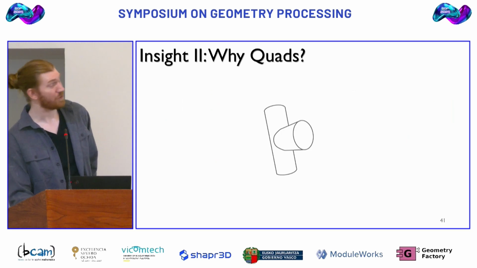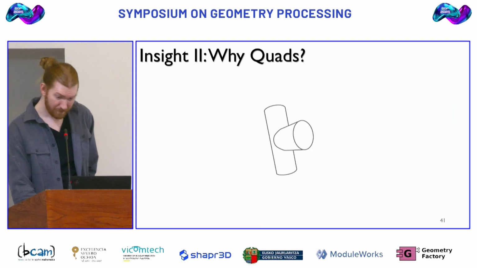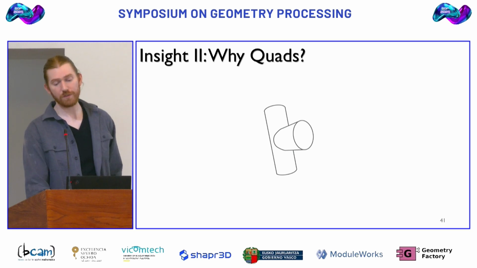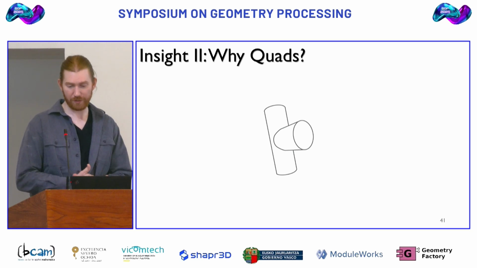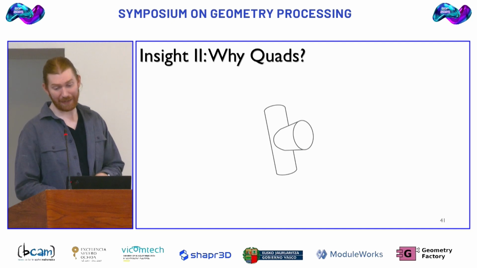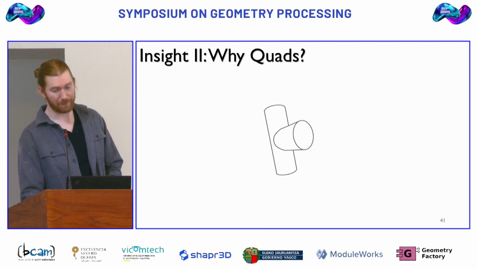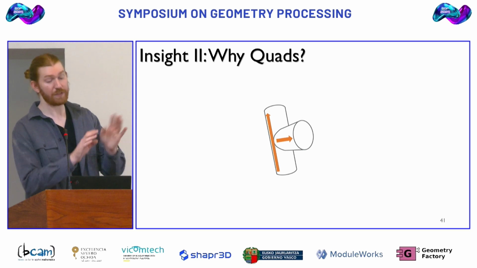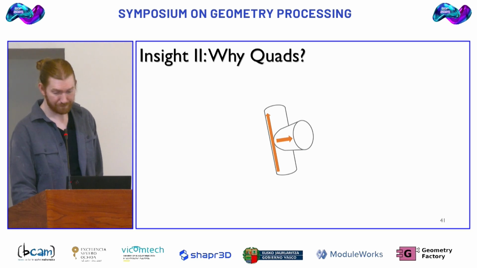And the second question to answer is why use quads for these? We use purely quad meshes instead of quad dominant meshes because of this neat correspondence we found between knit design and quad meshes. We'll describe that using this example of knitting these two tubes that are joined perpendicular to each other.